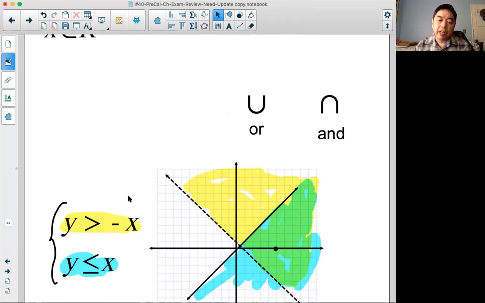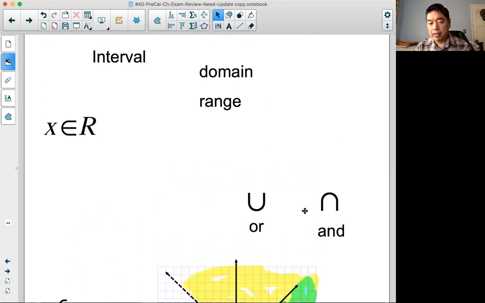"Or" means include everything. So highlight yellow, highlight blue, and of course the green part is going to be all the properties. And "and" is only the section, which this time is the green section. So if the property is this one, this is the cup, right?